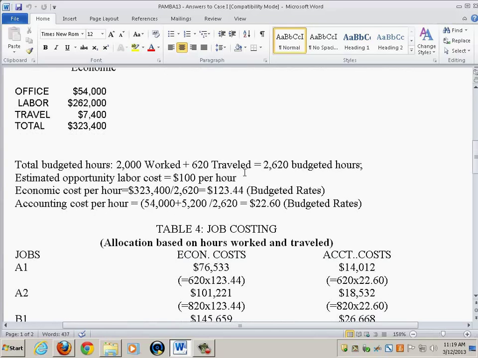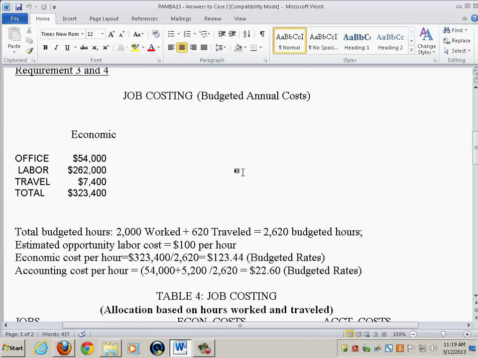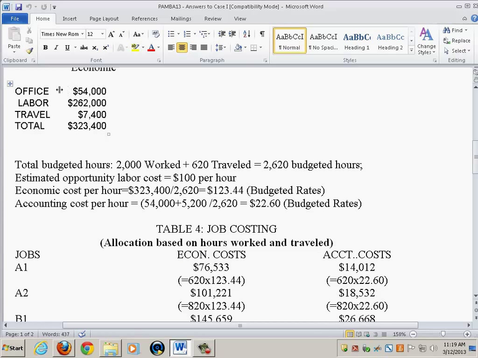Okay, requirements 3 and 4 have to do just with the calculation, estimation of the costs, and the allocation of the costs to the jobs using the economic approach and using the accounting approach. Let's start with the economic approach. Well, office is office, 54,000. Labor.